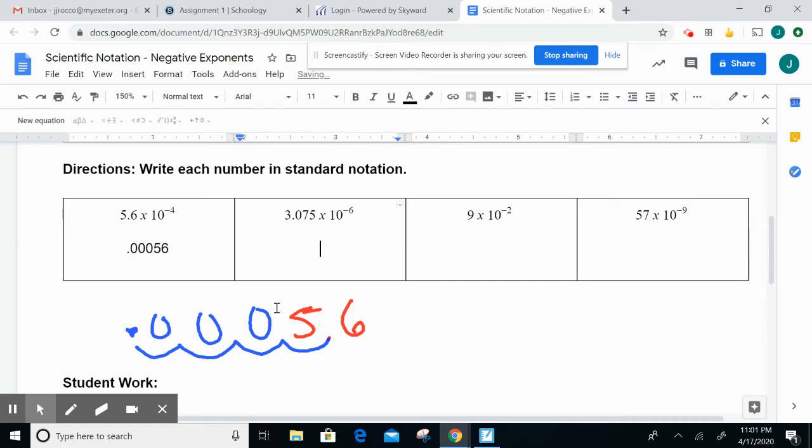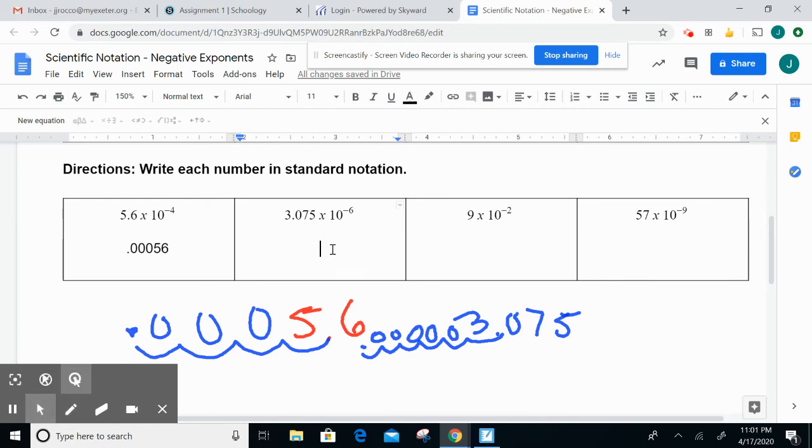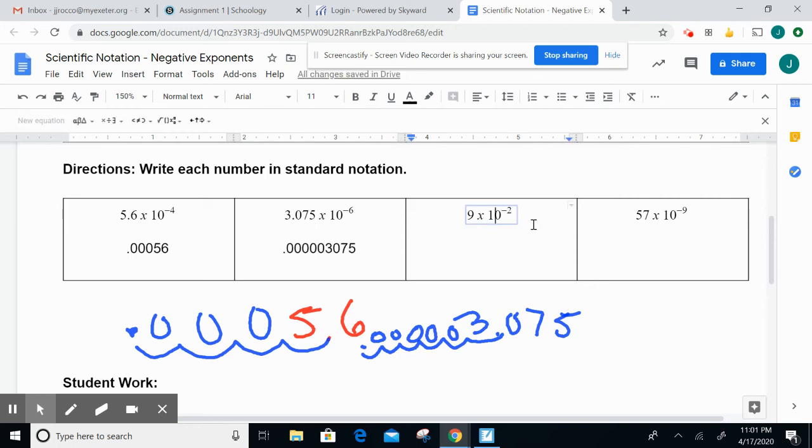All right, same thing here. You're going to do 3.075. We're going to move it 6 places. So 1, 2, 3, 4, 5, 6. Place your dot, 0 in for each bump. So it is point 1, 2, 3, 4, 5, 3, 0, 7, 5. All right, this one I'm not actually going to write out, but the decimal is behind the 9, so you're going to move it 1, 2. So it would be there. You're going to move it 1 and then 1 over.